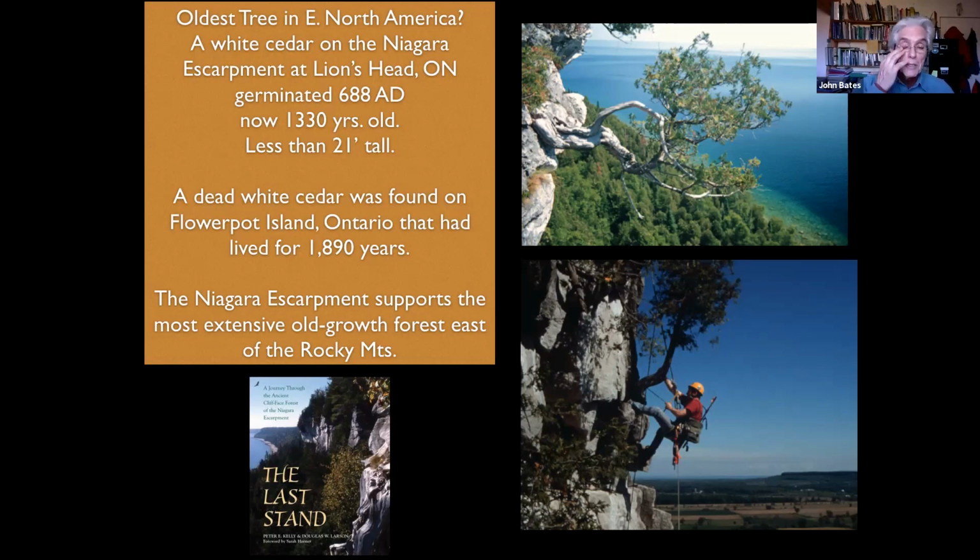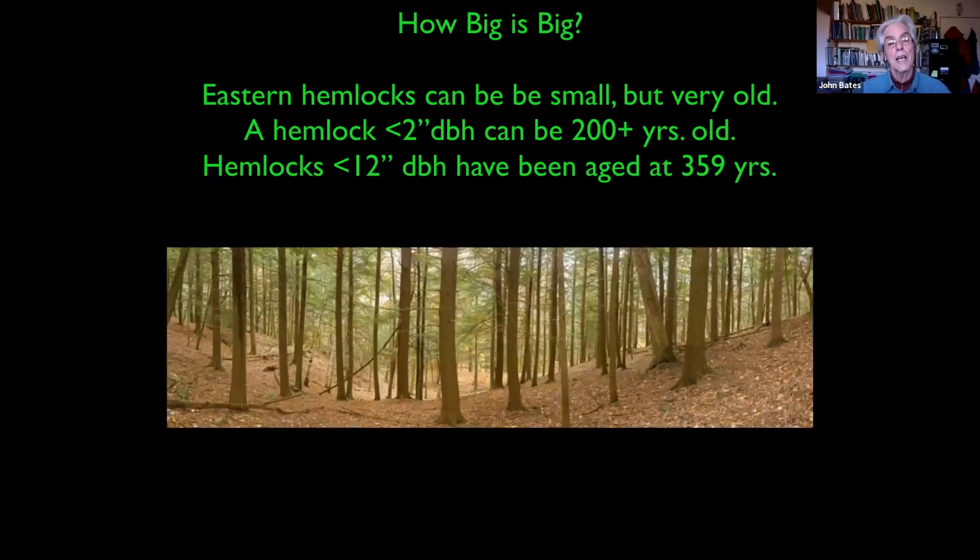How big is big? Well, eastern hemlocks can be really small and still be very old. So a hemlock less than 2 inches diameter breast height can be over 200 years old. Hemlocks waiting in the shade in a seedling state, knee-high, waist-high, they can be well over a century old, just waiting in the shade. Some Canadian authors said they could be ticketed for loitering. I like that. They just wait and wait and wait. Don't take suntan lotion into the eastern hemlock stands. It's all shade. You won't need it. Hemlocks less than 12 inches DBH have been aged at 359 years old. So size does not equal age.